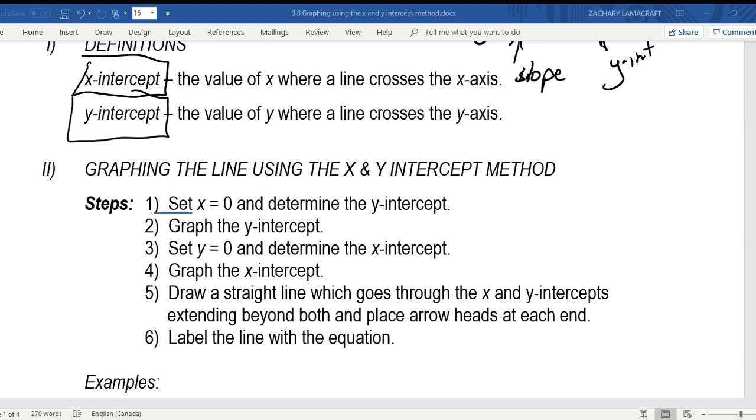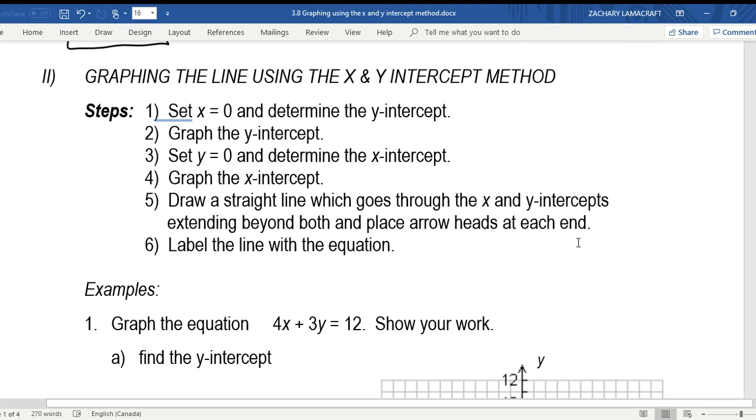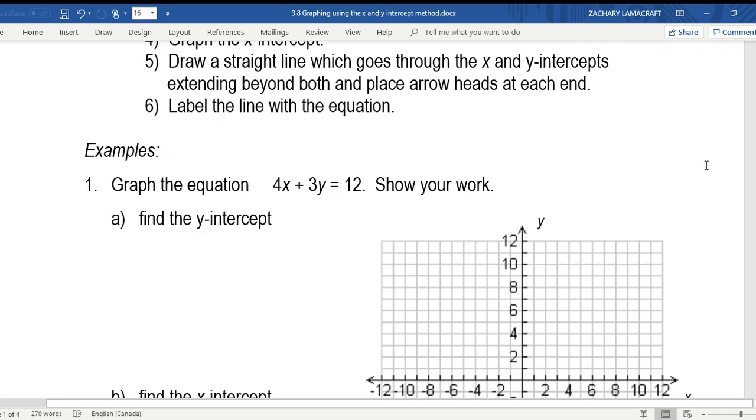So when we go through that, we're going to then graph the y-intercept, and then we're going to set y to 0 and determine the x-intercept and graph that. And then we'll simply draw a line through both of them, extend with arrowheads, and label the equation.